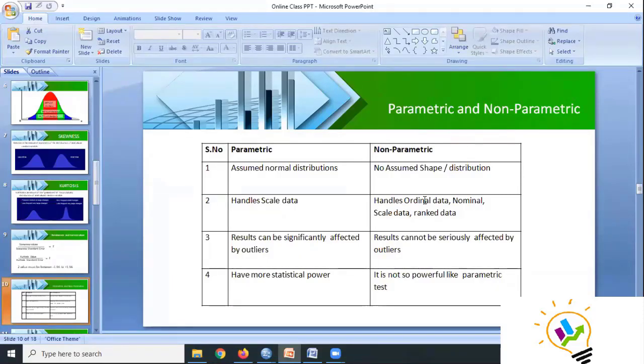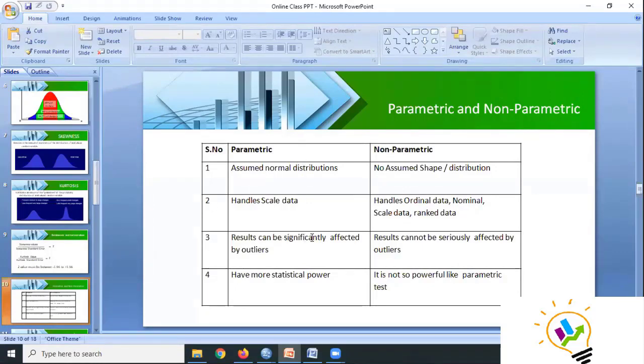Right. Now, what I said is just see the data type and measurement type, and check for scale data only, whether data is normally distributed or not normally distributed. If it is normally distributed, then we use a parametric test. If it's not normally distributed, we'll be using a non-parametric test. Parametric tests assume normal distribution. For non-parametric, there is no assumption of distribution. Parametric tests handle only scale data. Non-parametric tests can handle scale data, ordinal data, nominal data, any type of data.